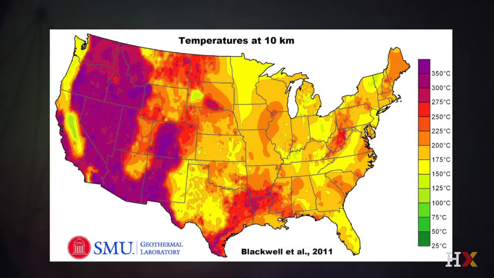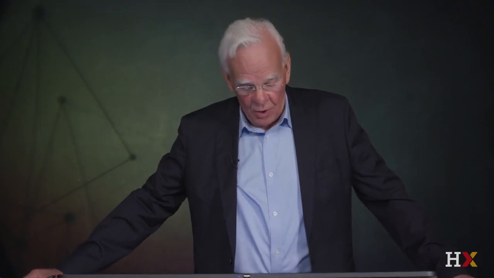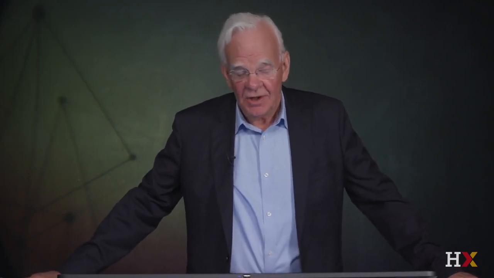And if you drill down 10 kilometers, you find large regions that are at a temperature equal to or greater than 300 Celsius. Well, you bring 300 Celsius water up to the surface, that will drive a steam turbine with great efficiency. And so west of the Mississippi, the United States has massive resources in geothermal. This is also true of China.